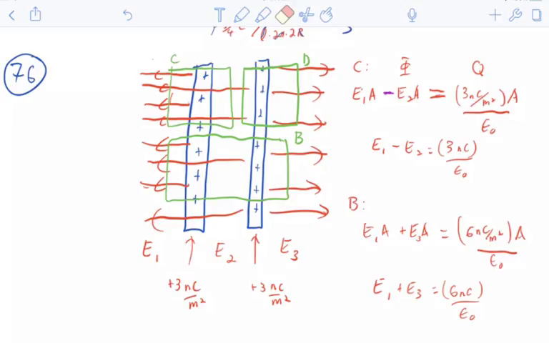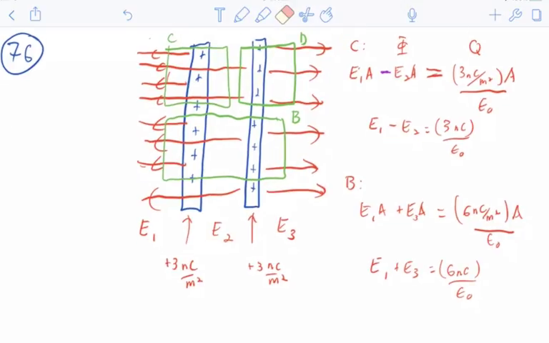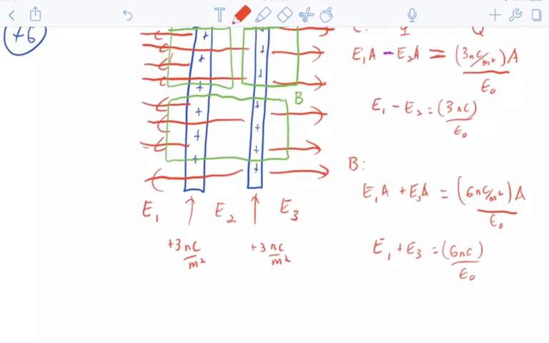Because of symmetry, I think E3 should equal E1. E3 is equal to E1, because the field strength is just going to be a superposition of the two individual fields. The field strength is just the field from this one plus the field from this one. So over here it should have the same strength as over here.